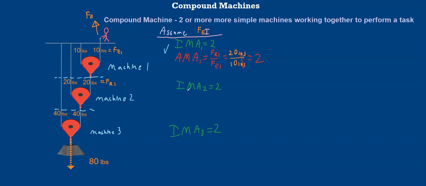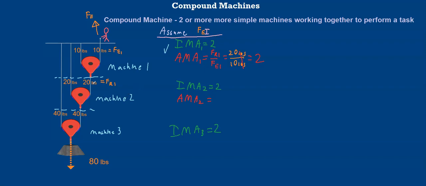And since we're dealing with an ideal effort force, I can assume that the AMA of each of these machines is also 2. So let's go ahead and figure that out. We could say the AMA of machine 2 is equal to the force resistance of machine 2 divided by the force effort of machine 2.